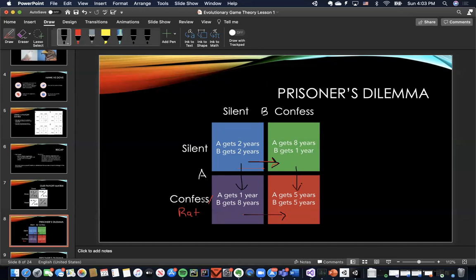This makes sense. Both these arrows point towards lower years of jail, 2 to 1, 8 to 5. And from this, you see that everything is going towards this direction. In other words, we are going to the direction where both people confess. It's always in their best interest to confess. But the dilemma is, if you both confess, even though that seems to be in your best interest, it's worse off than being silent. So that's the entire idea of the prisoner's dilemma.